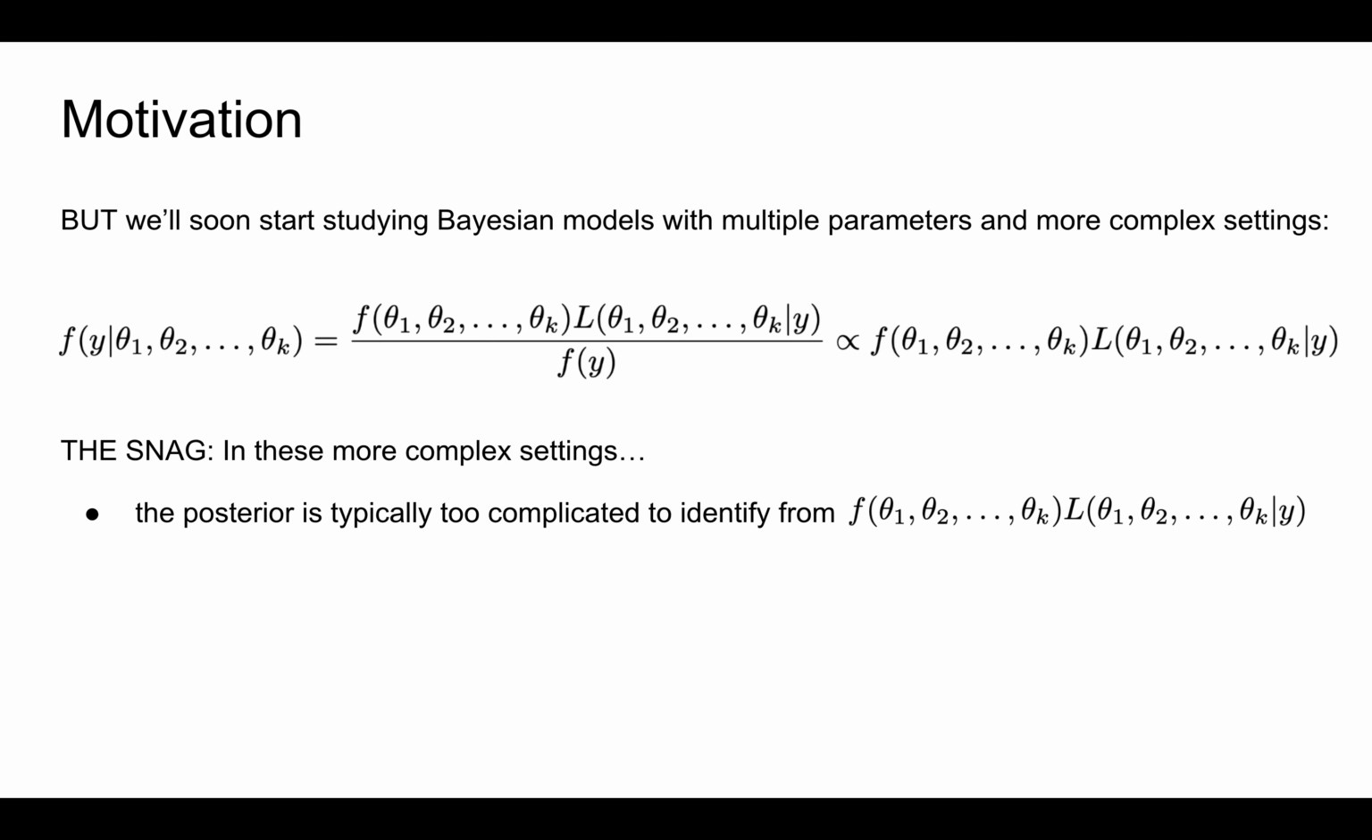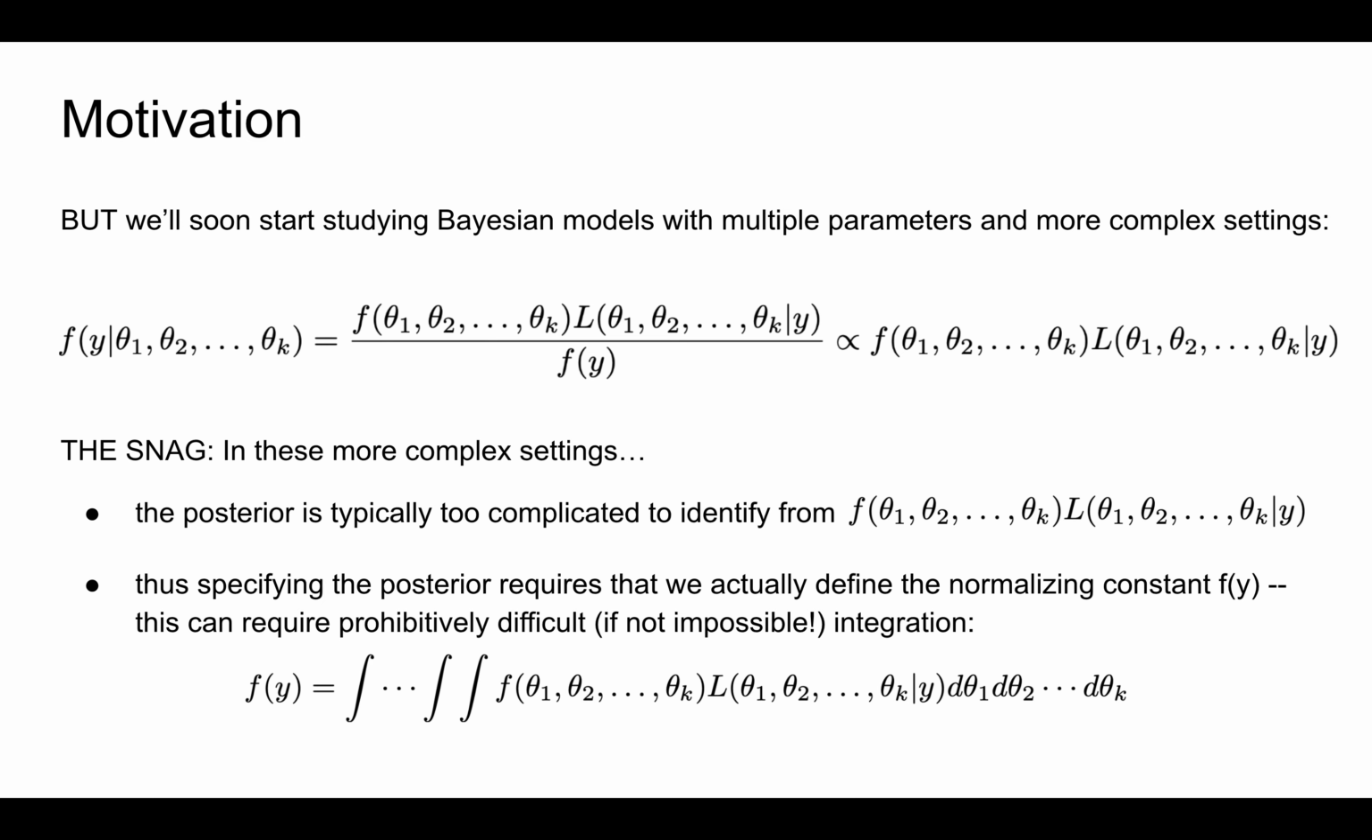In more simple settings, we've been able to utilize the proportionality here, or to identify the posterior from the product of the prior and likelihood alone. However, in more complex settings, the posterior can be too complicated to identify from this product. For example, this product won't be the kernel of a simple beta or gamma model.